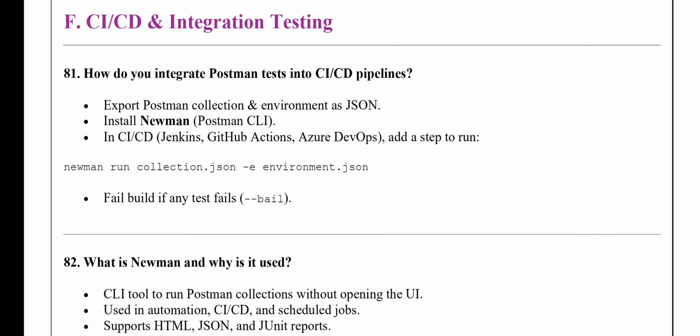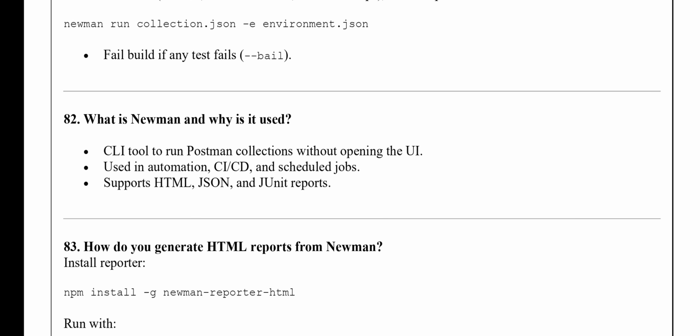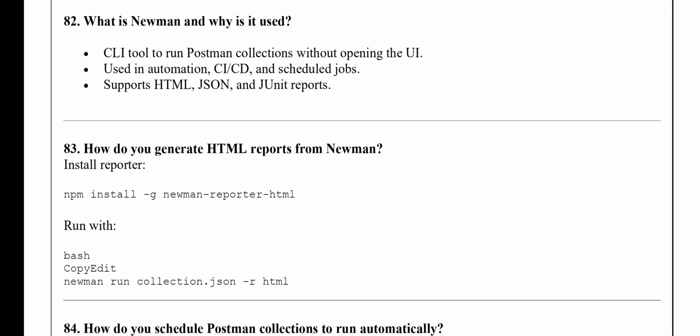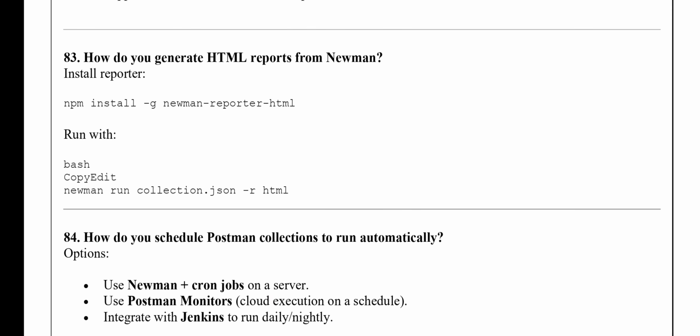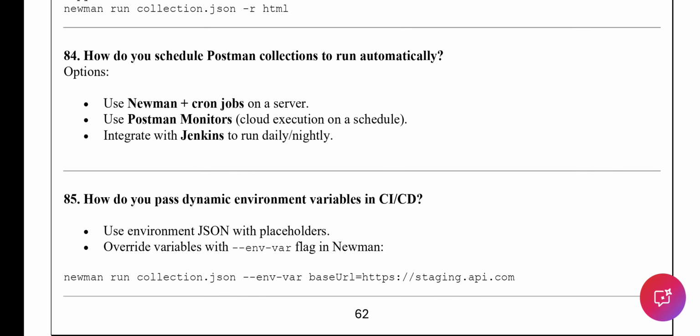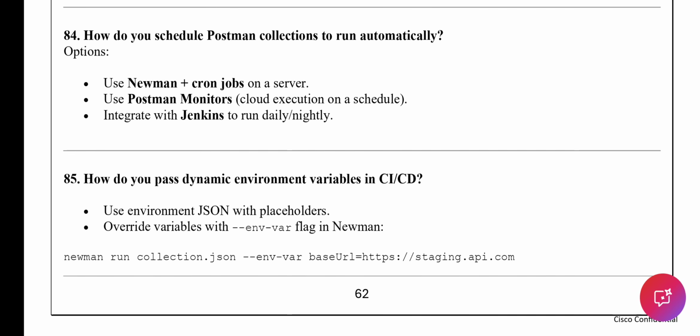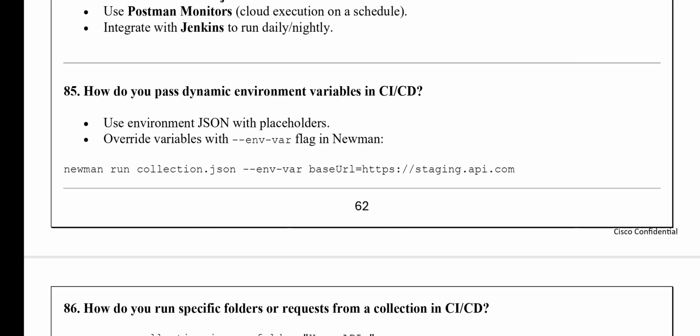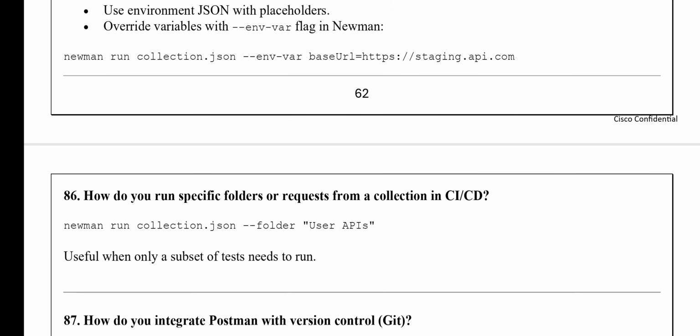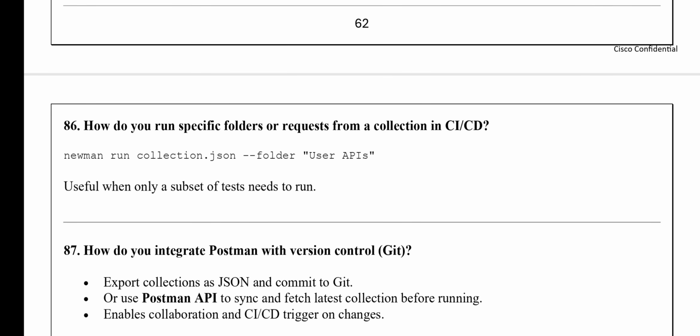Okay, how do you integrate Postman tests into CI/CD pipelines? What is Newman and why is it used? How do you generate HTML reports from Newman? How do you schedule Postman collections to run automatically? How do you pass dynamic environment variables in CI/CD? How do you run specific folders or requests from a collection in CI/CD?